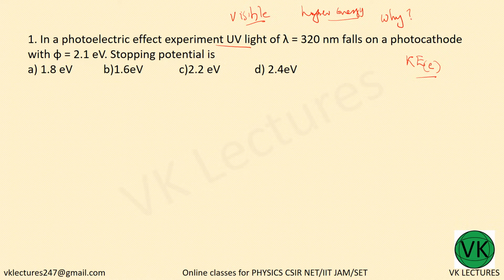Now coming back to this question, your work function phi is given as 2.1 electron volt and lambda is given in nanometer. So the energy of the wave is equal to 1240 divided by 320 electron volt. 124 divided by 32 is somewhere around 3.8. You will get 3.8 electron volt.